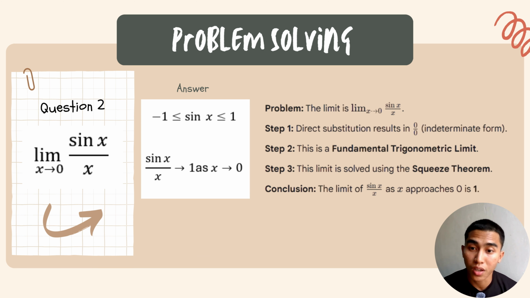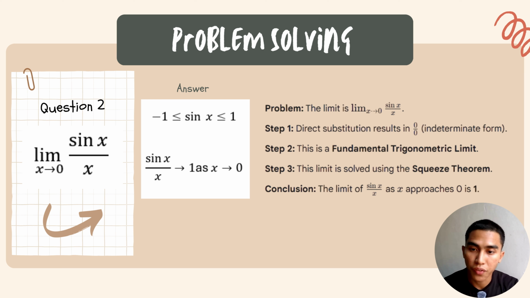Okay, now we go to question number 2. We are finding the limit as x approaches 0 of sin x over x. First, if we substitute 0 directly, we get 0 over 0, which is an indeterminate form.